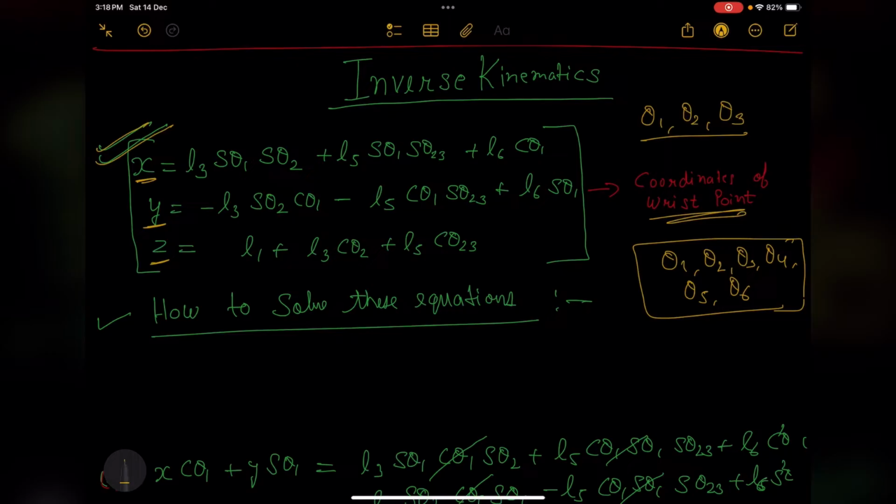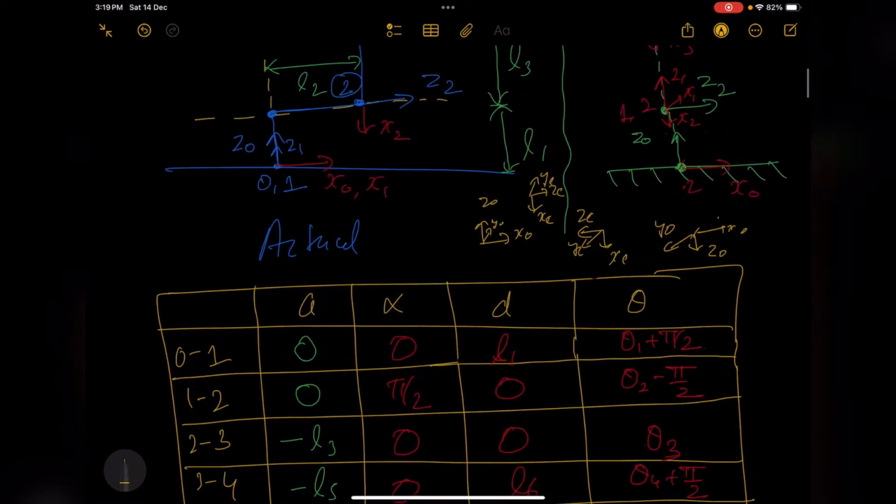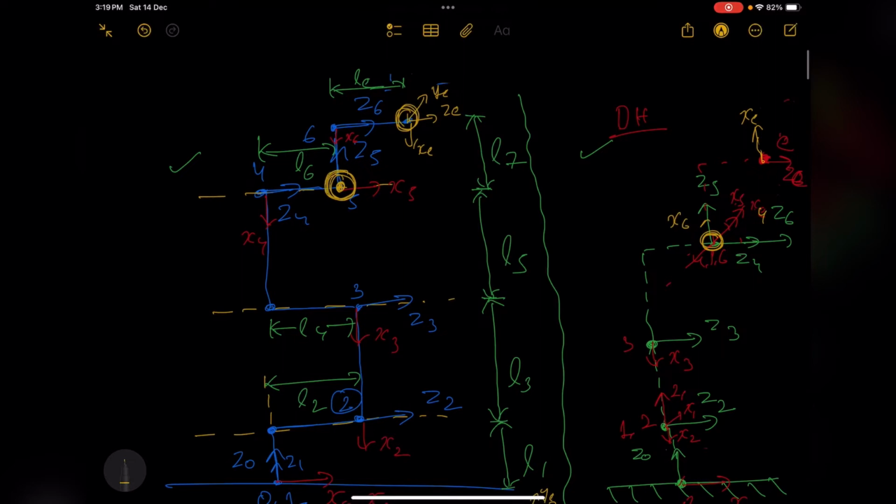For that I have to do decoupling. How does decoupling work? Out of these 6 degrees of freedom, the position of the end effector is affected by the first 3 angles and the orientation is affected by the last 3 angles. So we will decouple the effect of the last 3 angles. How? We know that the position of point 5 is only affected by theta 1, theta 2 and theta 3. Theta 4, theta 5 and theta 6 cannot affect its position.